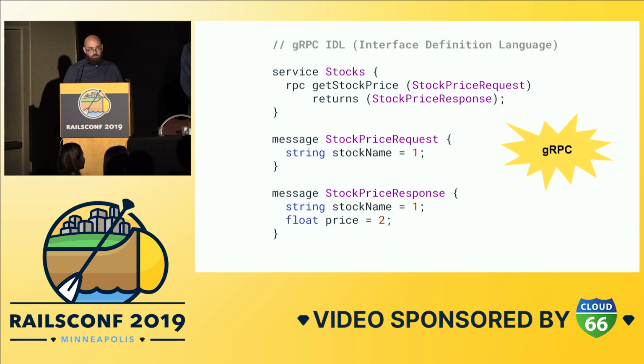This is what the IDL looks like for gRPC. It's very similar to the SOAP version and the REST Swagger version we just looked at. Basically, this is the IDL, interface definition language, the thing that precisely describes the API that you want to implement. You can see here we have a stocks service that has a GetStockPrice. And you can see the exact request that it takes and the response you'll get back.